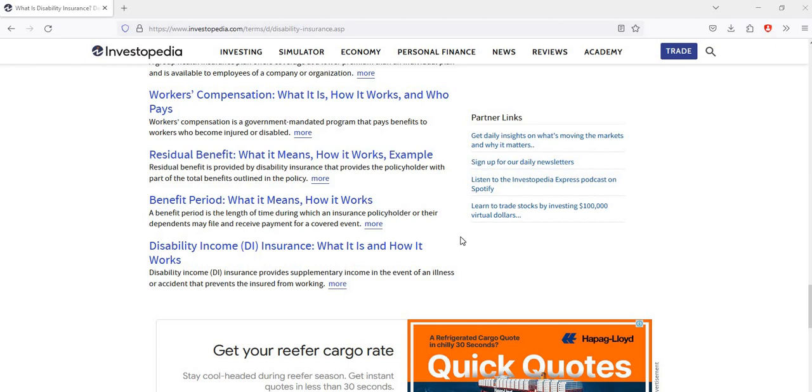Disability income, DI insurance, and how it works. Disability insurance provides supplementary income for events such as illness or accident that prevent the insured from working.